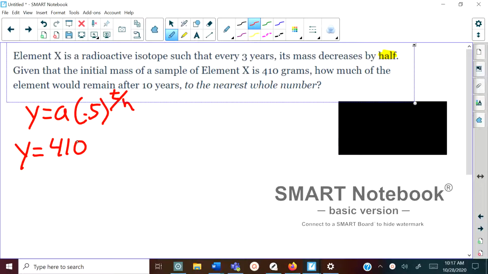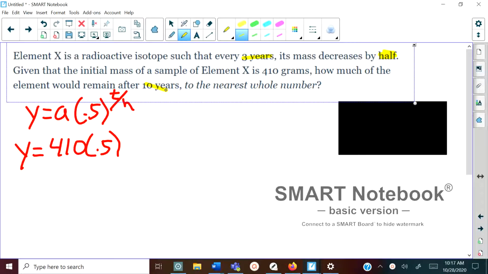Okay, and we're going to multiply by 0.5 because it's a halving formula. Alright, we're going to raise it to the time, the total time. Now this is where it gets tricky. You got 3 years here, and you got 10 years here. Which one do you use?